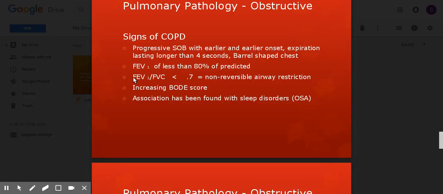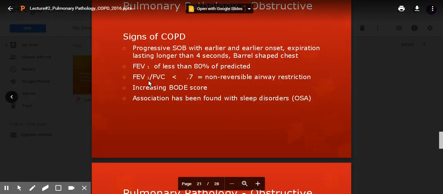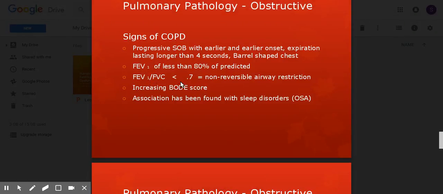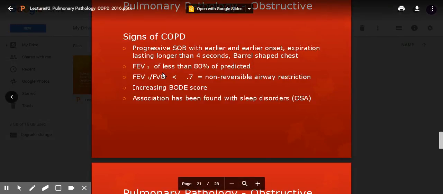Again, patients with asthma may demonstrate an FEV1 of less than 80% and an FEV1 over FVC of less than 0.7. However, after taking their bronchodilator, they will see a 12% or more increase in the percentage, and they will also demonstrate a 200 milliliter increase in volume of their FEV1.